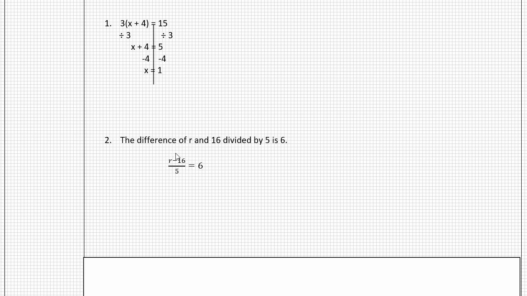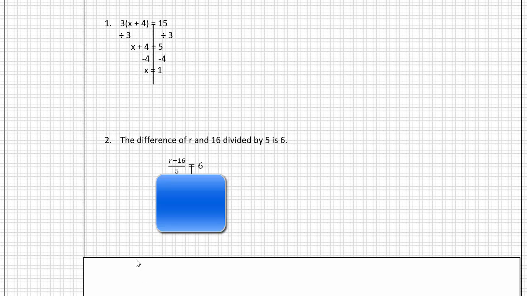So if this is a group, then we need to undo what is happening to that group to get to this variable. And that group is being divided by 5. So what's the opposite of dividing by 5? Go ahead and see if you can start solving this equation and resume the video when you're ready to check your work with mine.